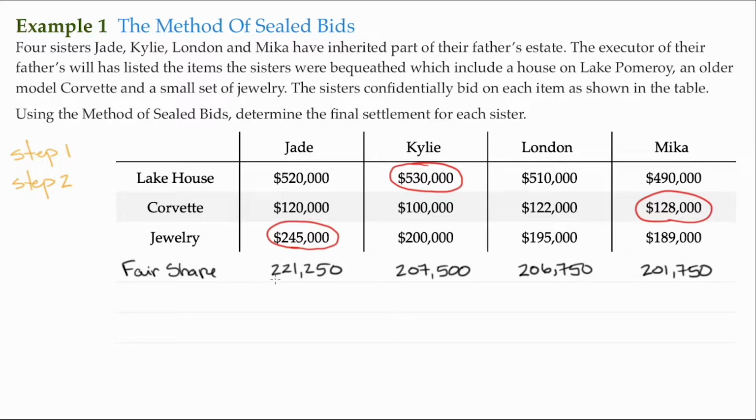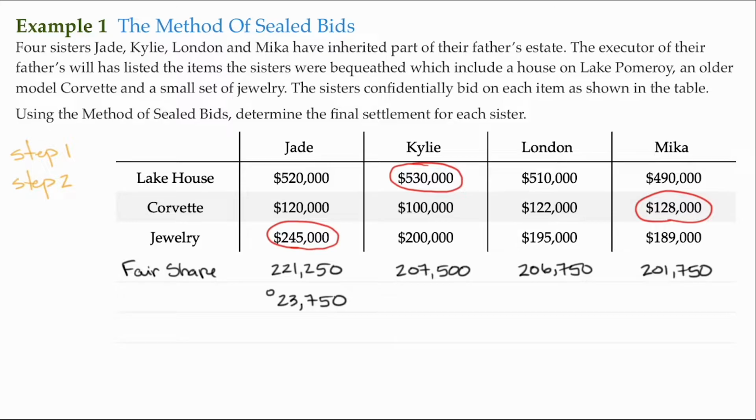As we look here, Jade winds up getting $245,000 worth of the jewelry. Her fair share is $221,250, so she's getting more than what she expects to get. She has to owe the difference back to the estate. We subtract $221,250 from $245,000, so she's going to owe $23,750 back into the estate. I'm going to mark it with a little O so I know that she owes the estate.